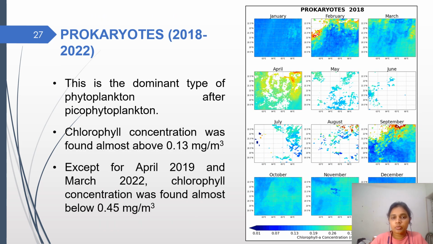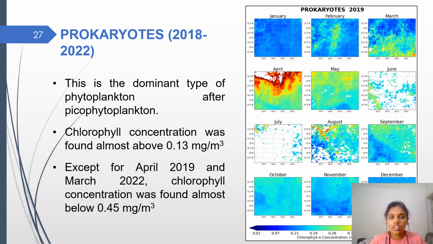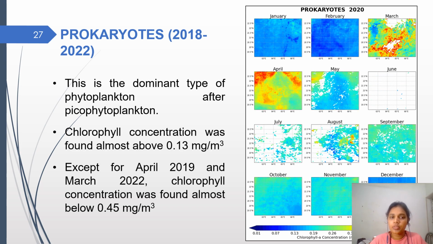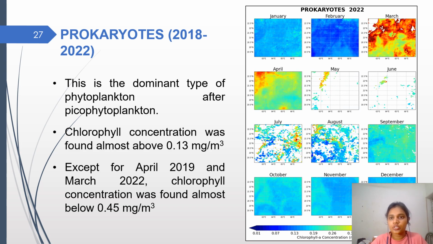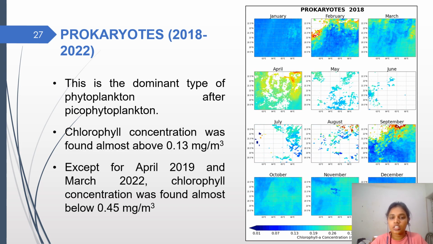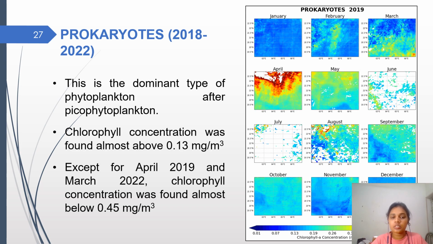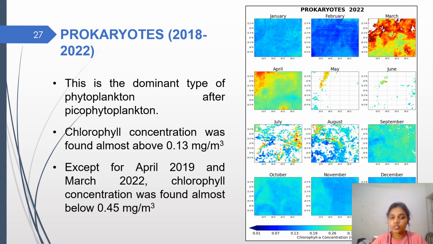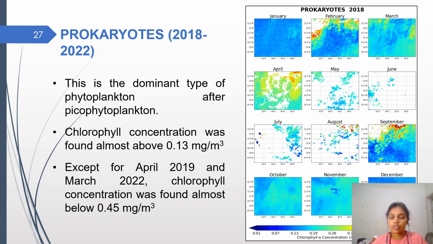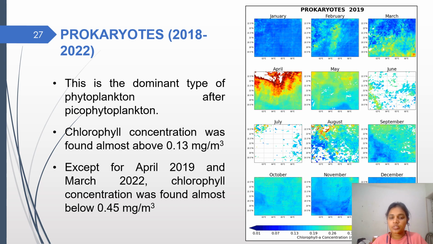And the last phytoplankton considered was prokaryotes, and it is one of the dominant types after the phytoplankton, and its chlorophyll range was almost above 0.13 mg per meter cube. And except for April 2019 and March 2022, this chlorophyll concentration was almost below or equal to the range of 0.45 mg per meter cube.